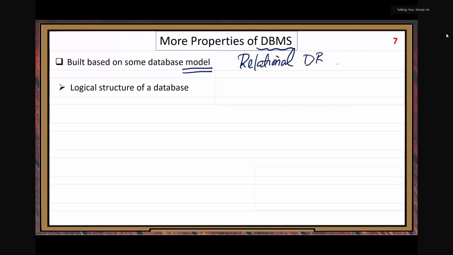DB model. How to store, organize, and manipulate data. So in the design, in the model, we know it is a high-level, very abstract description. But how to store data, how to organize data, how to manipulate data, all those basic things should be described in the model.